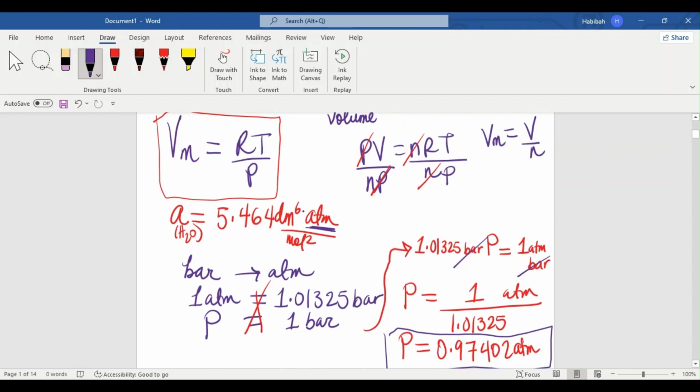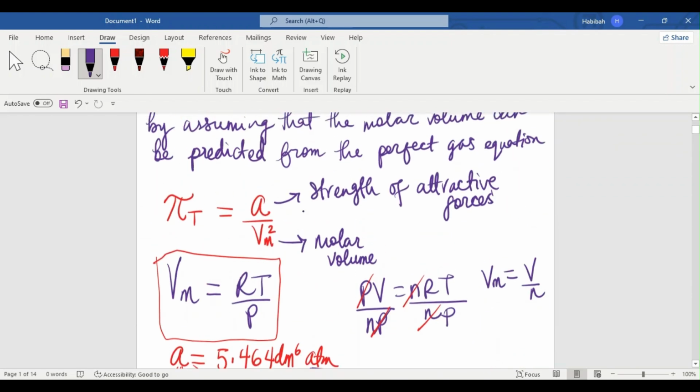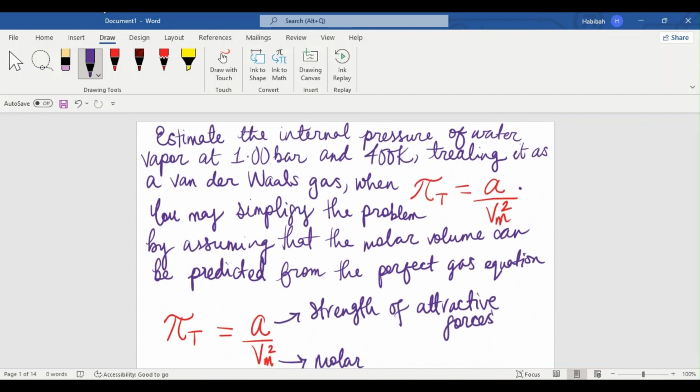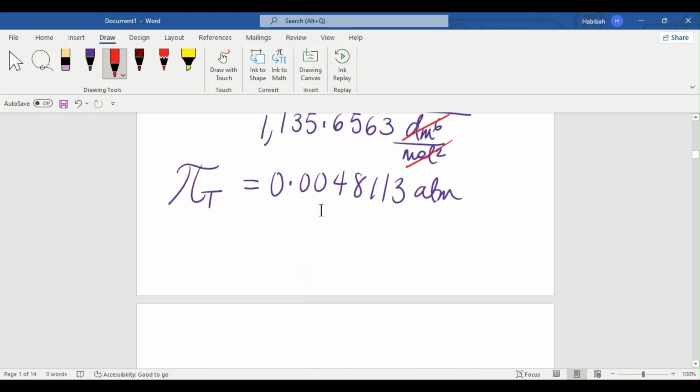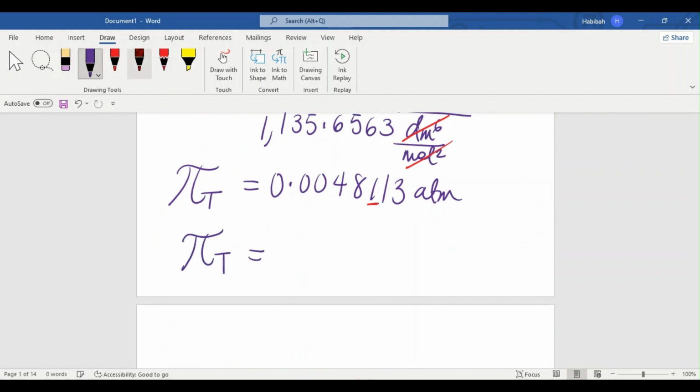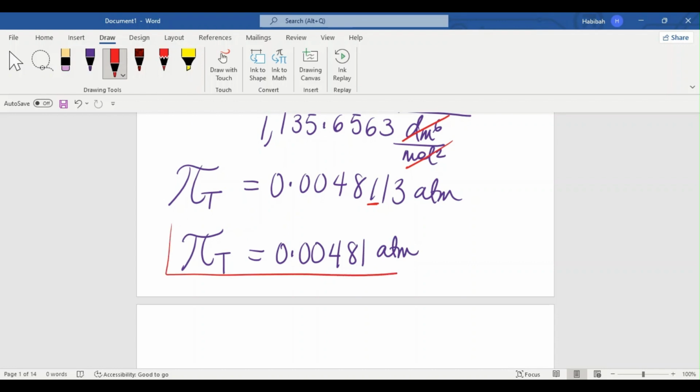But the thing about chemistry is that we have to put things in the proper number of significant figures or decimal places. We see that we're given the pressure 1.00 bar in three sig figs and the temperature 400 kelvins, which is also three sig figs. That means we have to put our answer in three sig figs. So really, the internal pressure, the answer for it, is just simply 0.00481 atmospheres. So that is basically how you solve this question. So yeah, that's basically how it's done.